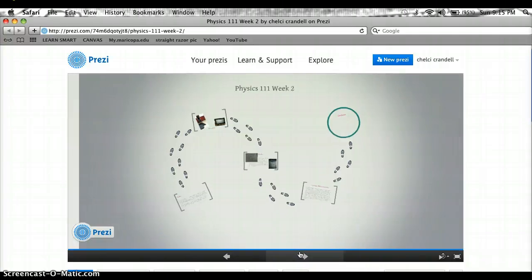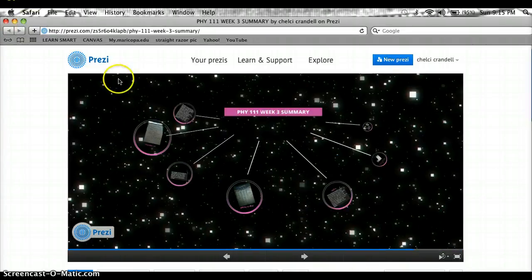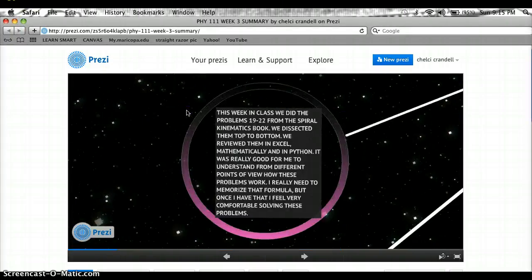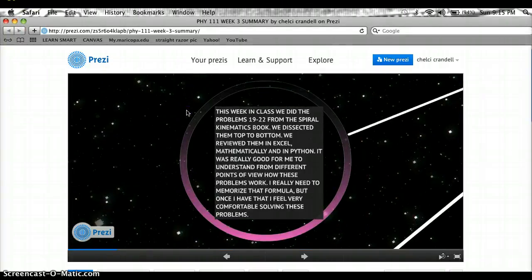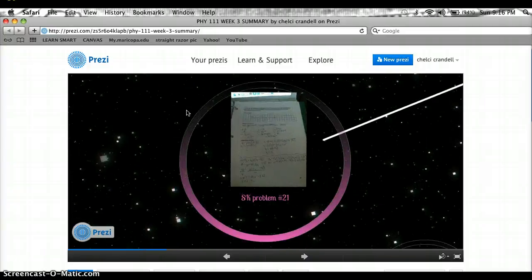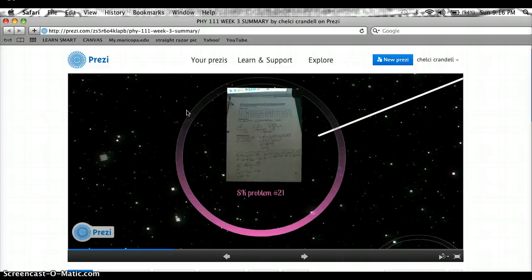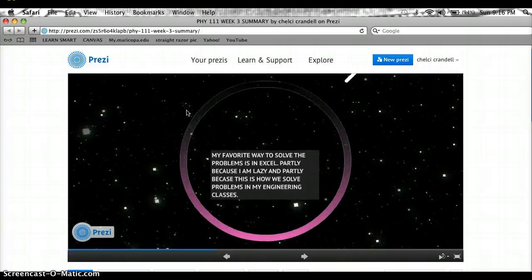Let's see here. I don't know where my conclusion went, but let's see here. This is my week 3 summary. We did problems 19 through 22 of the kinematics, and we learned how to do that. That's number 21. That's one our group got assigned. So I think I've done this problem now probably a million times. I could tell you what the answer is by heart, but it was really good to learn that way.